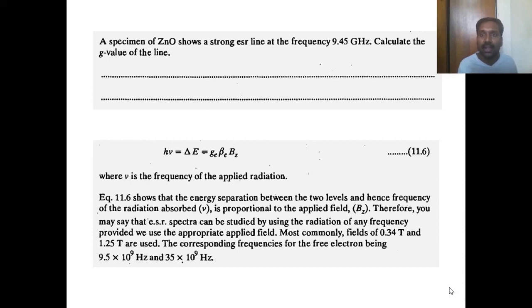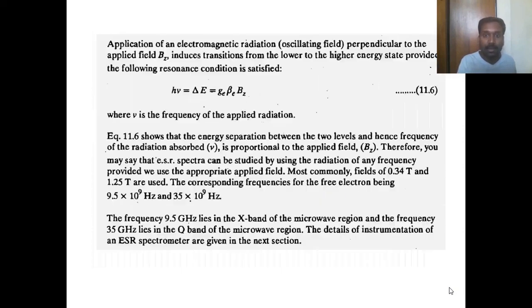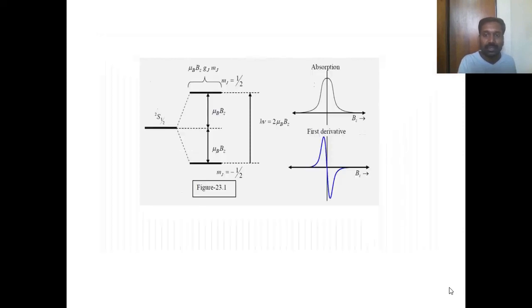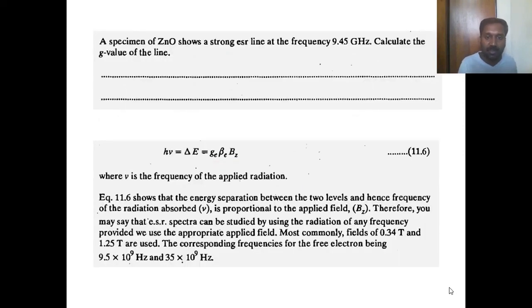So what are the things you require? When we are given a problem where the frequency is 9.45 GHz, then the corresponding B_z value, the applied field value, because that's the X band, would be 0.34 Tesla. So substitute 0.34 Tesla for B_z. Beta_e is a constant, the Bohr magneton. You just require the electron charge and the mass, which you can refer to in the first table I give, those values.